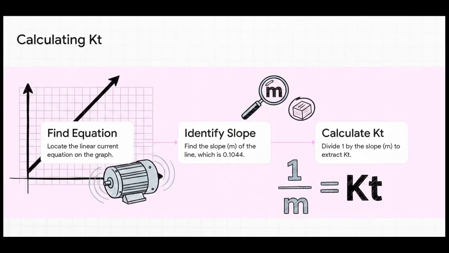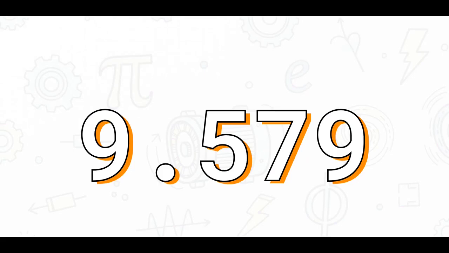Let's break down this visual math into 3 super simple steps. Step 1. Identify that linear current equation. Step 2. Isolate the slope of that line, the m variable from algebra class. In our equation, that slope is 0.1044. And step 3. To find the torque constant, or KT, you literally just divide 1 by that slope. Yep, that's it. Just 1 divided by m. And boom, just like that, we've extracted a torque constant of 9.579 ounce-inches per amp, pulling it straight from the manufacturer's graphical slope.